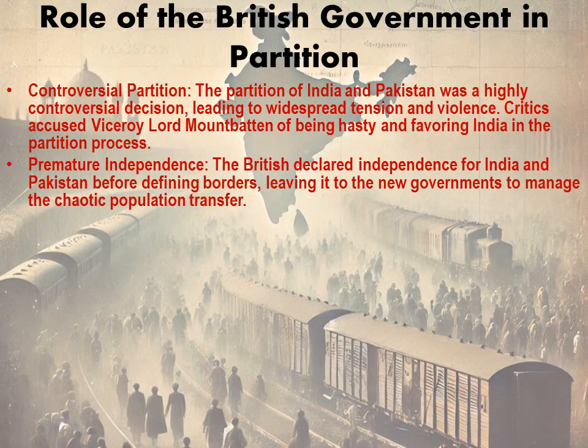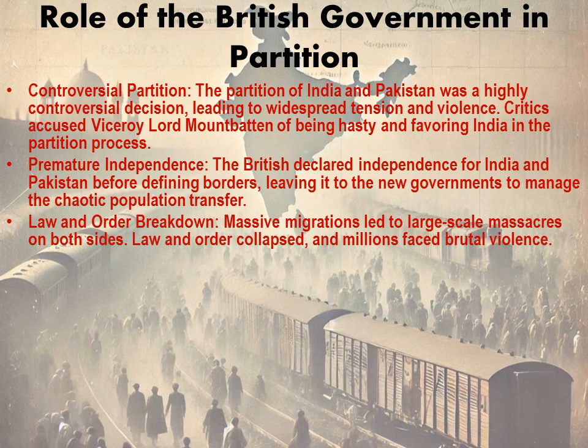Premature independence. The British declared independence for India and Pakistan before defining borders, leaving it to the new governments to manage the chaotic population transfer. And this population transfer was a very hectic process. It could not be completed, and because of that still there is a lot of confusion within the Indian people, especially in the border areas, and there was huge scale of violence during the partition.